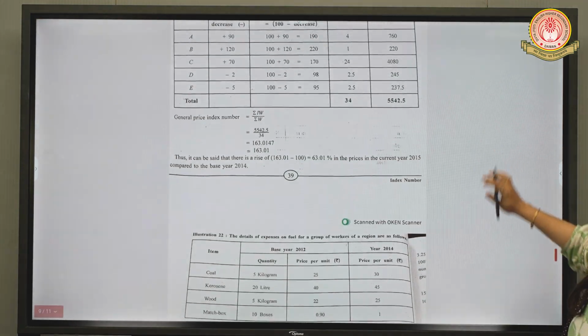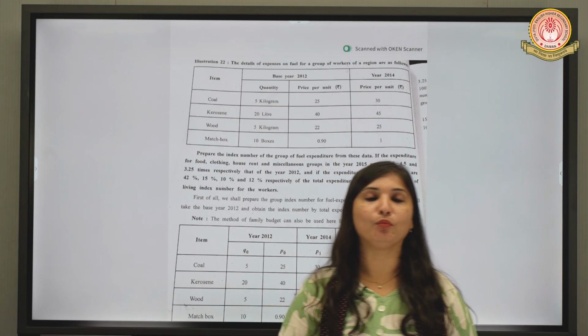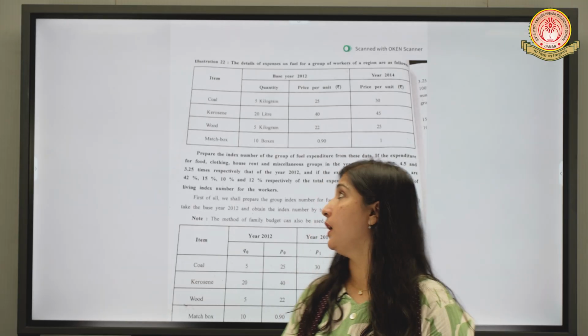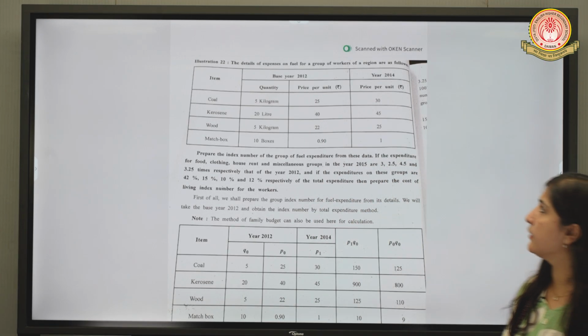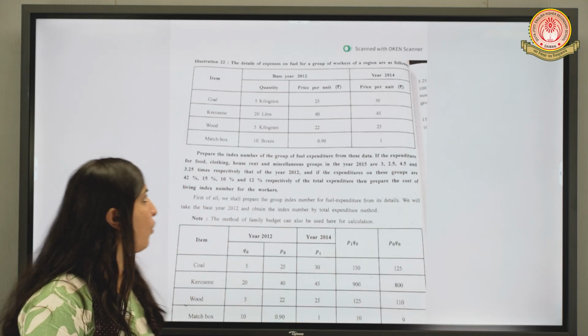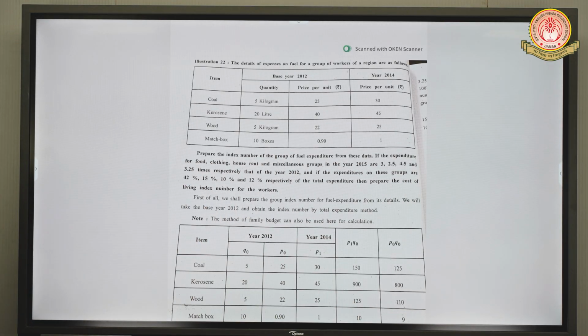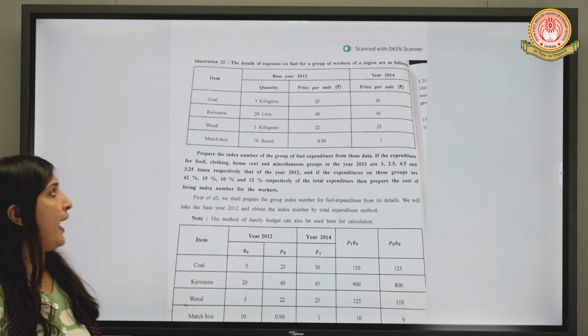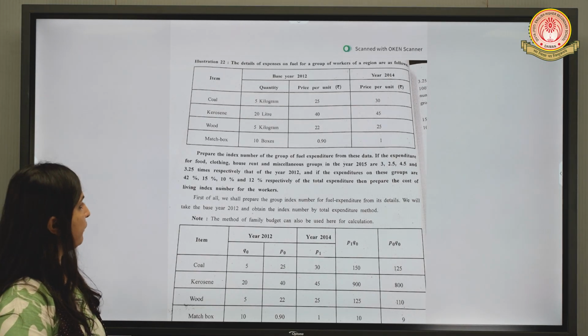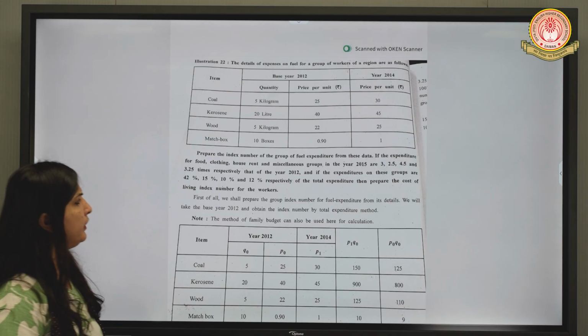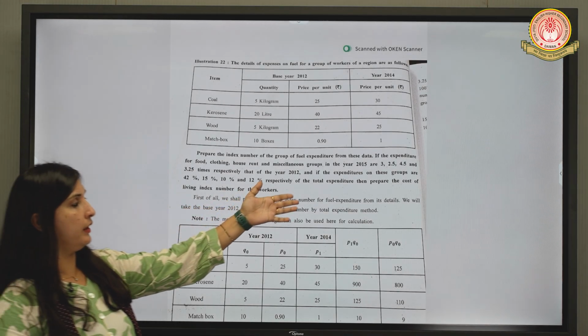Yes. Moving further. Chalo. Moving towards the next example. What we have to find in this example, let's see. The question is given. What is given in the question? We have quantity of the base year, we have price of the base year, and we have price of the current year. Okay, let's see the final step. What we have to find? We have to find the cost of living index number.